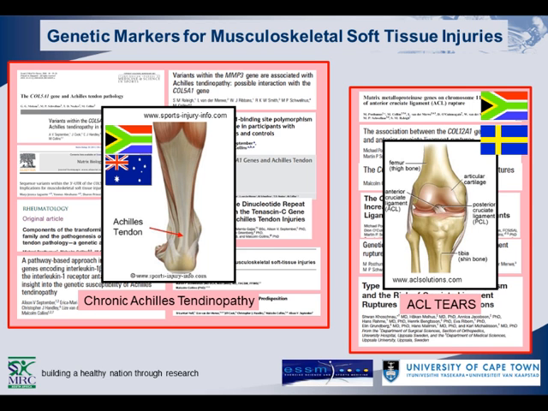So we've exploited the human genome and we've used several polymorphisms across the genes, and we've identified polymorphisms to be associated with particular soft tissue injuries such as chronic Achilles tendinopathy and ruptures of the anterior cruciate ligament, both within South African and Australian populations.